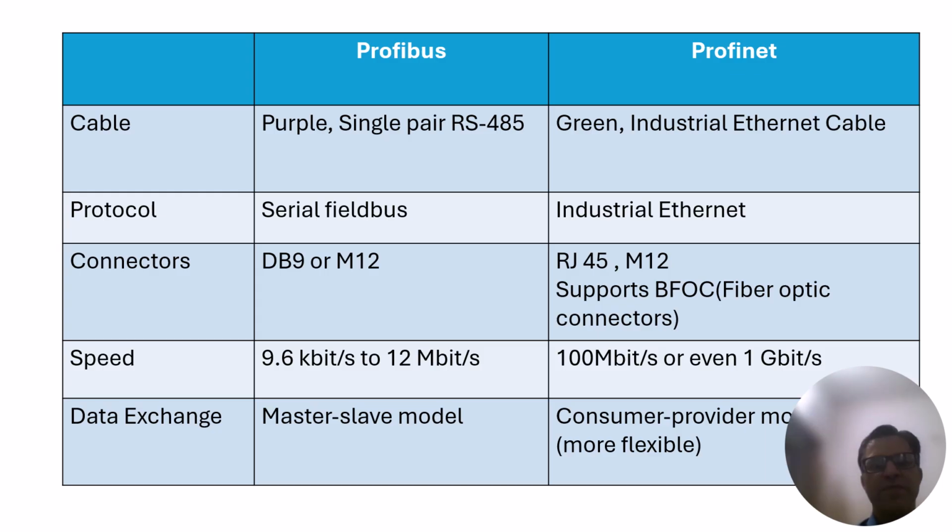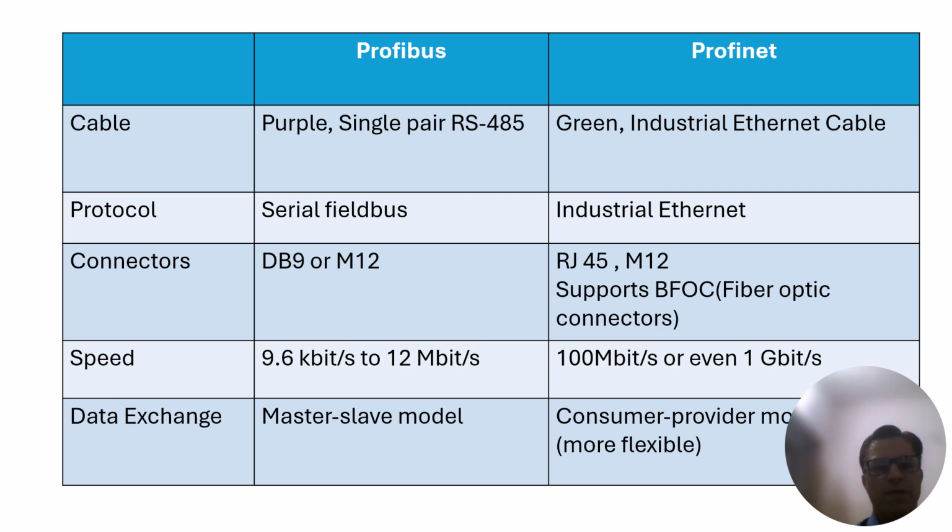Profibus and Profinet comparison. Cable: Profibus uses an RS485 single pair cable, which is purple, and Profinet uses green industrial Ethernet cables. Protocol: Profibus is a serial fieldbus, while Profinet is industrial Ethernet. Connector: Profibus uses D9 and Profinet uses RJ45. It supports fiber optic also.